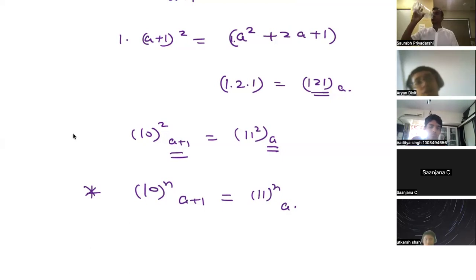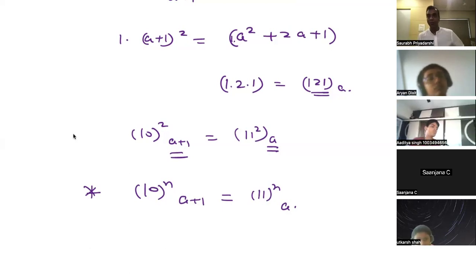Sir, we can just directly do (a plus 1) whole square and we get a square plus 2a plus 1, which is 1, 2, and 1 respectively. So it is true. You are, Aryan, sticking with only 2. This is n. Maybe this is 5, 10, 15, 100. Then will this be true or not?